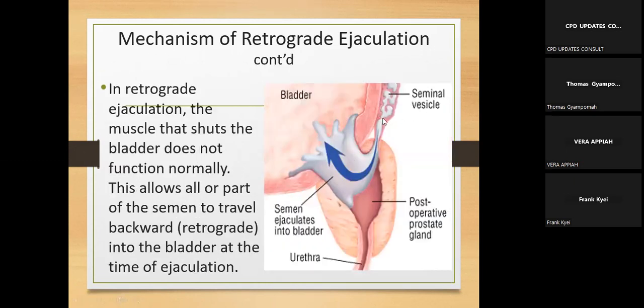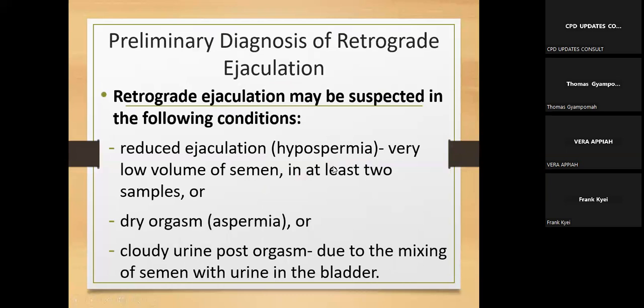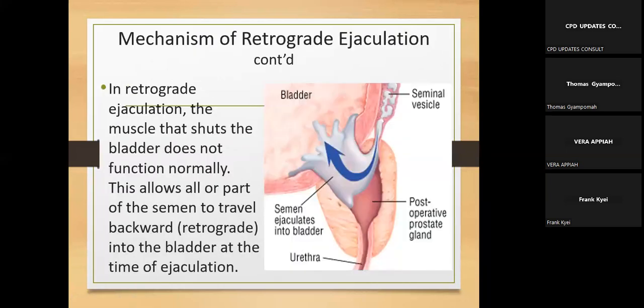So here, remember from the previous slide, you saw the semen from the seminal vesicle coming this way. Sorry. Coming from up here, down to the outside. Here, we are now seeing the semen, rather than coming downwards outside, going to go backward because the bladder neck closure has been compromised. The bladder neck has failed to be closed. So once it has failed to close, then it gives a gateway for the semen to go. And where will it go now? It will go into the bladder. All right. So this is what we call retrograde ejaculation.